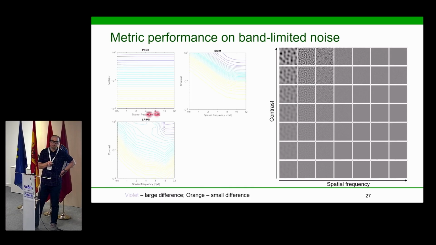LPIPS did learn something. It's very noisy. It's not really monotonic, but it has some shape. And ColorVideoVDP obviously explicitly models contrast sensitivity, so you get the sensitivity that is well aligned with what we see the best.